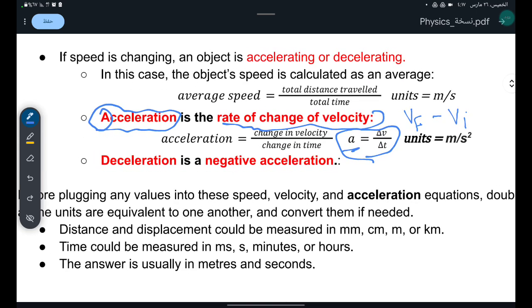So the definition of acceleration is the rate of change of velocity. The formula we are using in solving questions is a equals delta v over delta t, which equals vf subtract vi divided by delta t. Meters per second squared is the unit we use for acceleration.